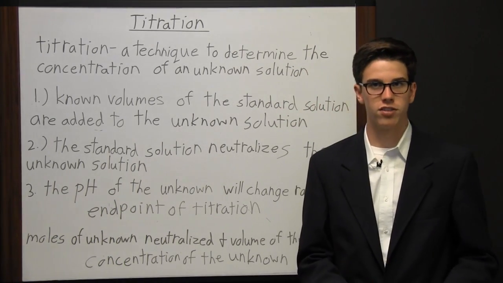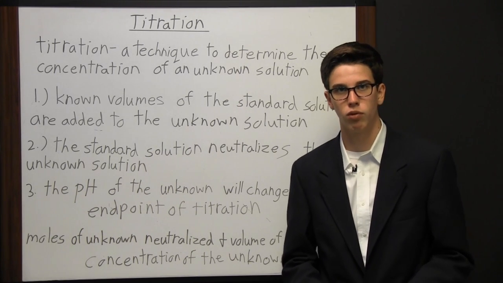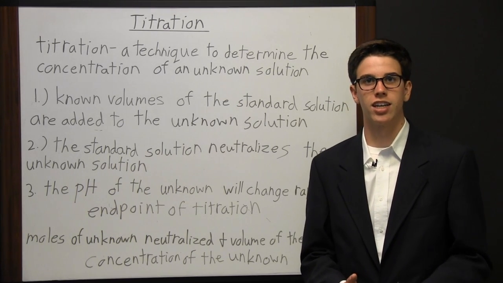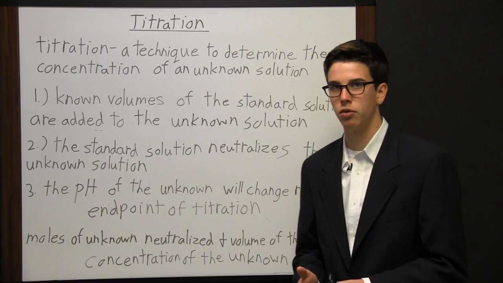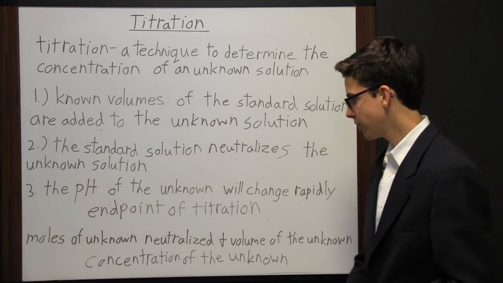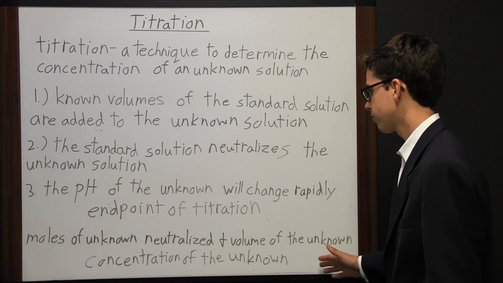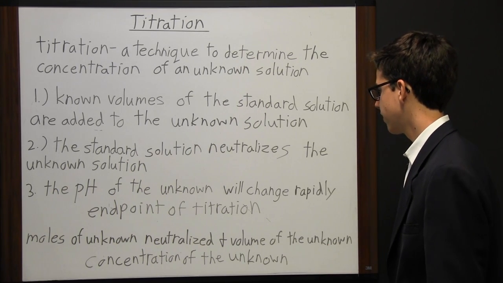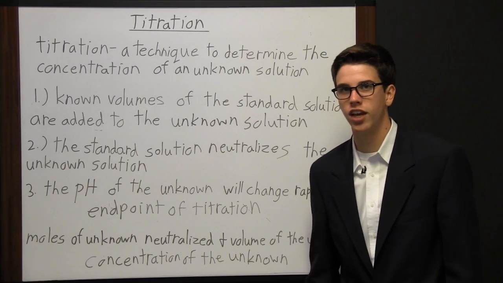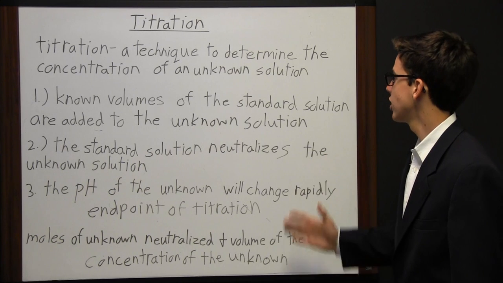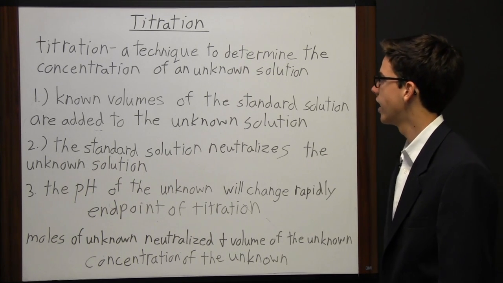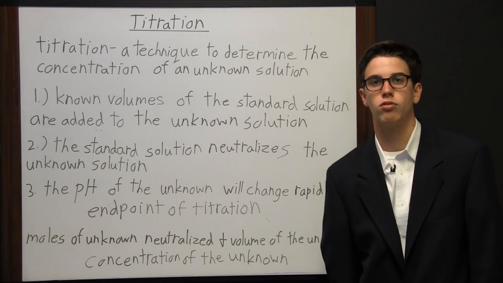So if you had trouble following me on that last part, I'll go through it again. So we know the amount of standard added to reach the endpoint. And so because of that, we can calculate the moles of the unknown neutralized. So then we take the moles of the unknown neutralized along with the volume of the unknown, and we can determine the concentration of the unknown. So that's how the titration technique is used to determine the concentration of an unknown solution.